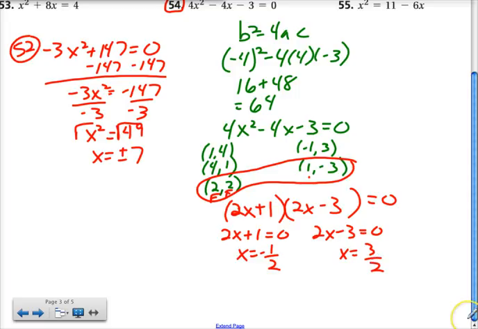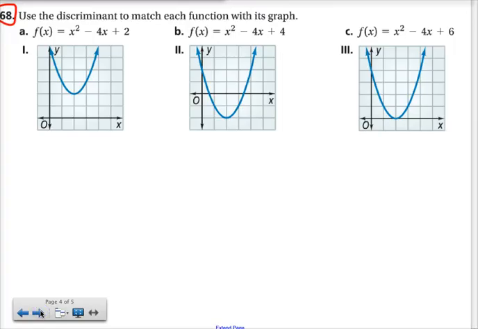And that's one of the things in math that's something we really love. We love having exact answers. When that happens, it makes us very happy. So let's see, on the next page we've got use a discriminant to match each function with its graph.